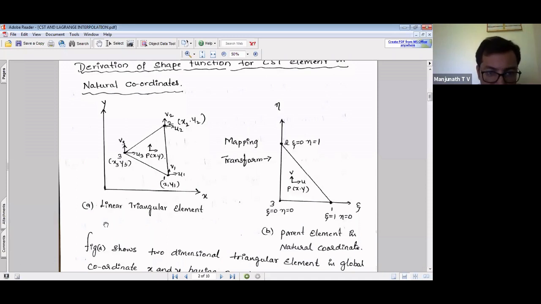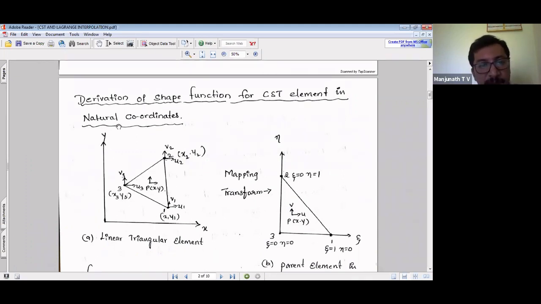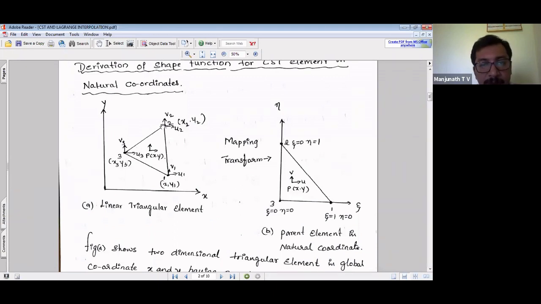Now we have represented it overall, and this is in the global coordinate system. Now we want the shape function in natural coordinates. Whatever the type of element, first we represent it in the global coordinate system, then we transfer it into the required coordinate system. Now we need to transfer into the natural coordinate system, so we are going to map into the natural coordinate system.